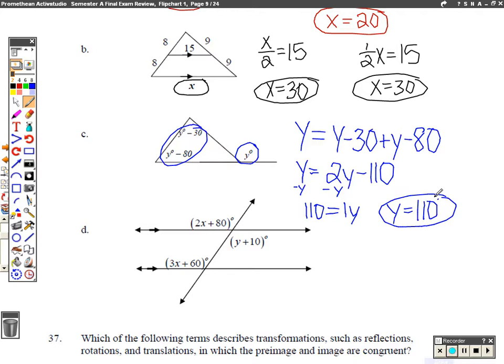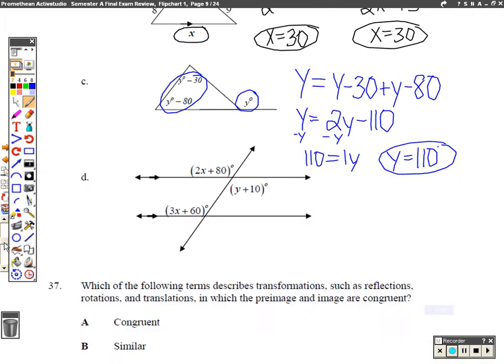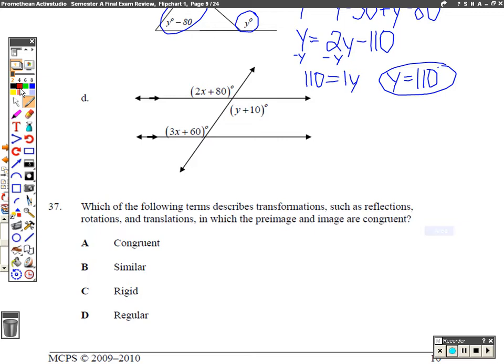Next one, for D. This one you have two problems kind of in one. You want to start by picking two angles that are the same that do not have more than one variable. I would recommend setting 2x plus 80 equal to 3x plus 60. And the reason these are equal is because they're corresponding angles. I'm going to move the x's over to the right, the numbers over to the left. I'll get 20 over here and x over here.